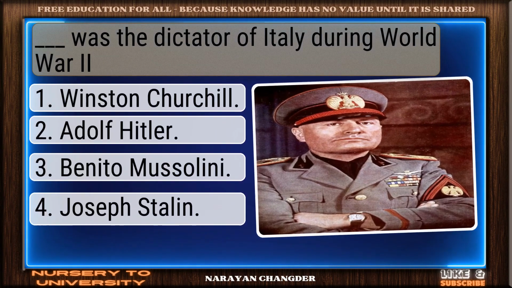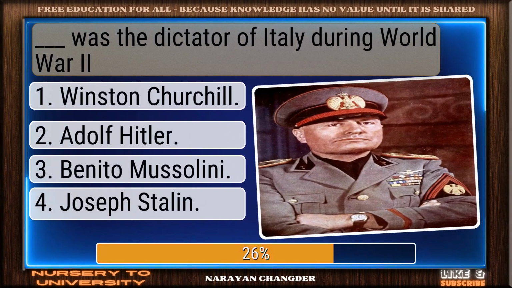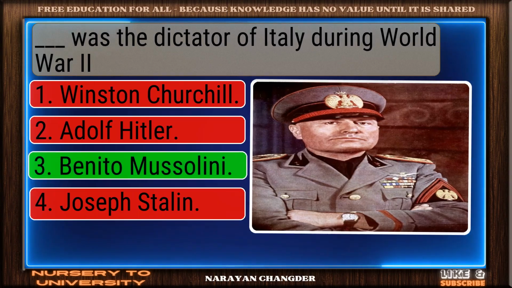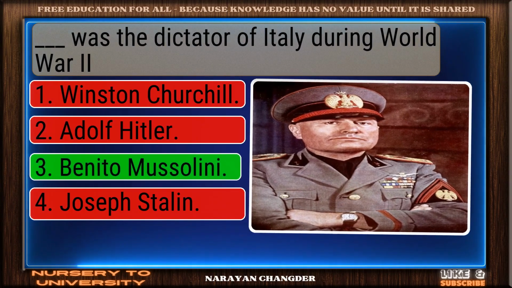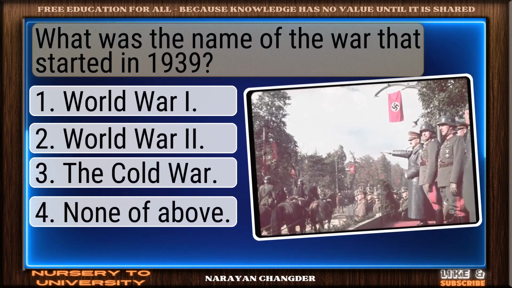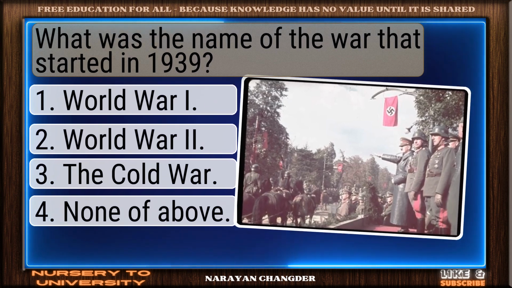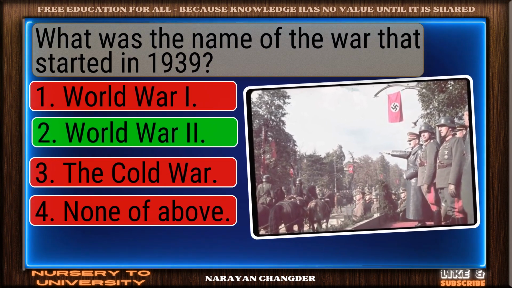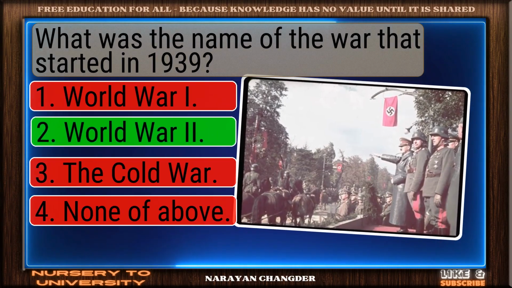Dash was the dictator of Italy during World War II. Excellent. Benito Mussolini is a brilliant choice. What was the name of the war that started in 1939? You got it. Your choice, World War II, is right.